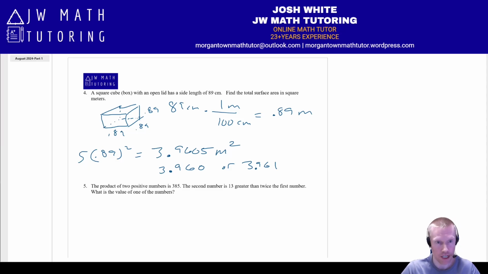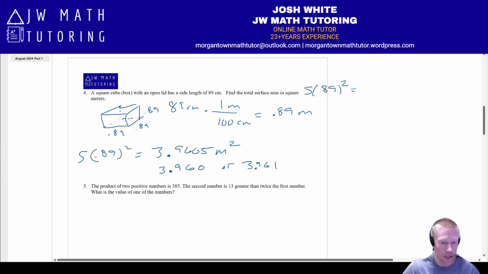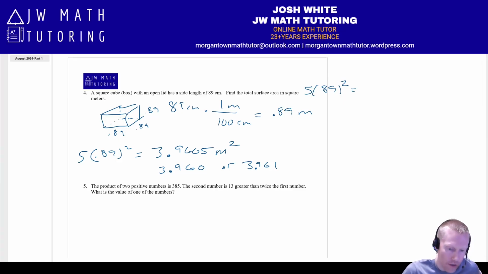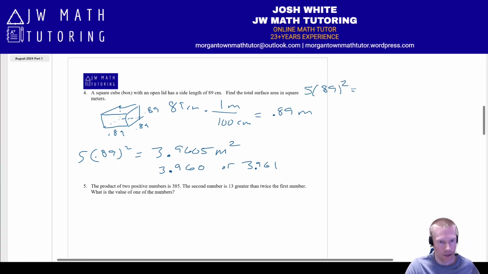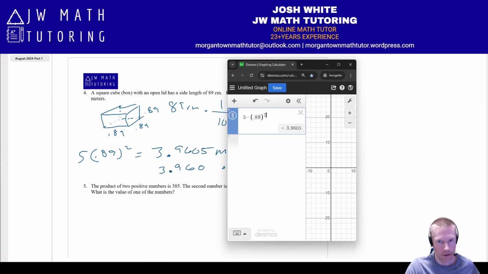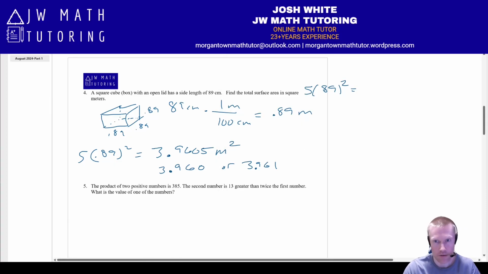Another alternate approach you could take is you could find the total surface area in square centimeters, which would be 5 times 89 squared. And when you do that, let me see here. It's some pretty large number. Oh yeah, it's just going to be 39,605.